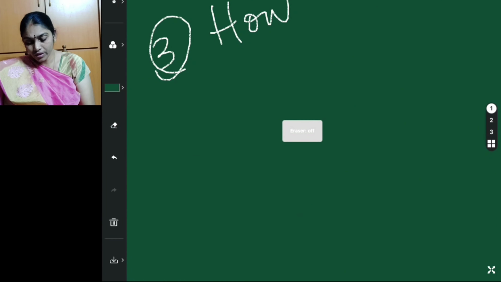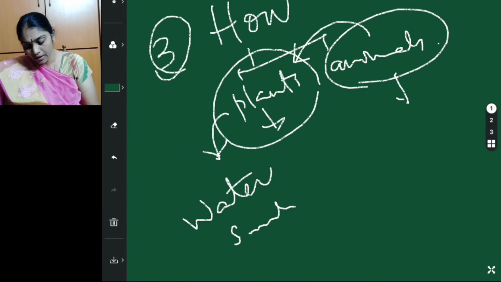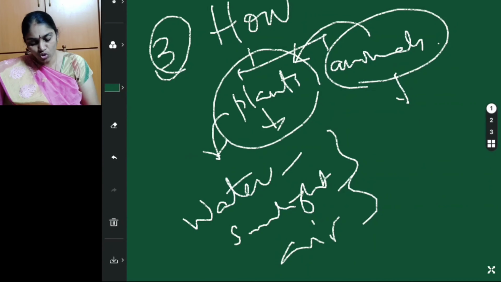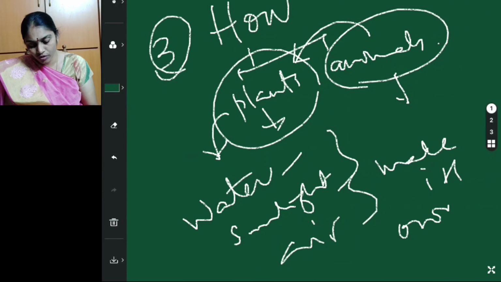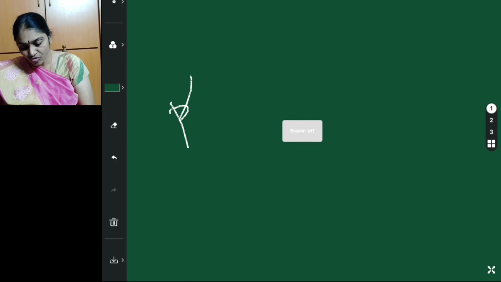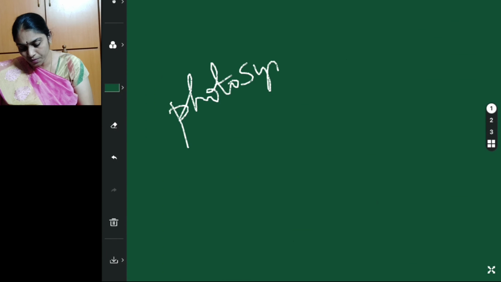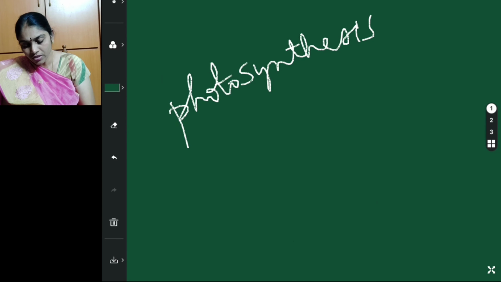If you take a carrot or beetroot, without anything, of course you are supplying water. When it is placed in sunlight and air, it is able to make its own food, right? So plants are making their own food by a special process called photosynthesis. You have learnt this photosynthesis from your lower classes.